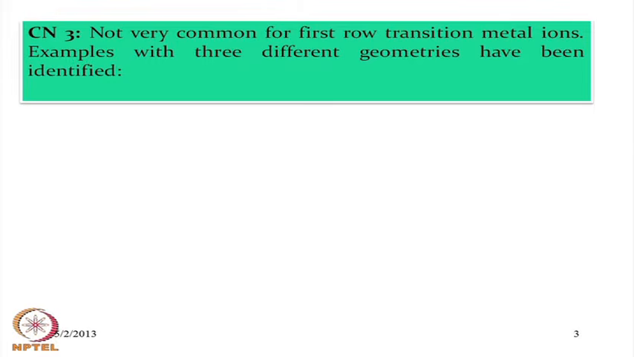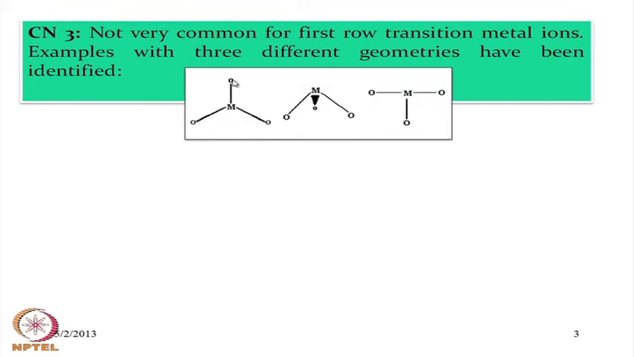Now, we just simply move on to a coordination number of 3. In this particular case, which is not very common for first row transition metal ions, examples with 3 different geometries have been identified. So, how can we get those 3? The first is simply the trigonal one, where the metal center is sitting at the center and 3 oxygen or 3 fluorine or 3 chlorine atoms are attaching at the 3 corners of a regular triangle.